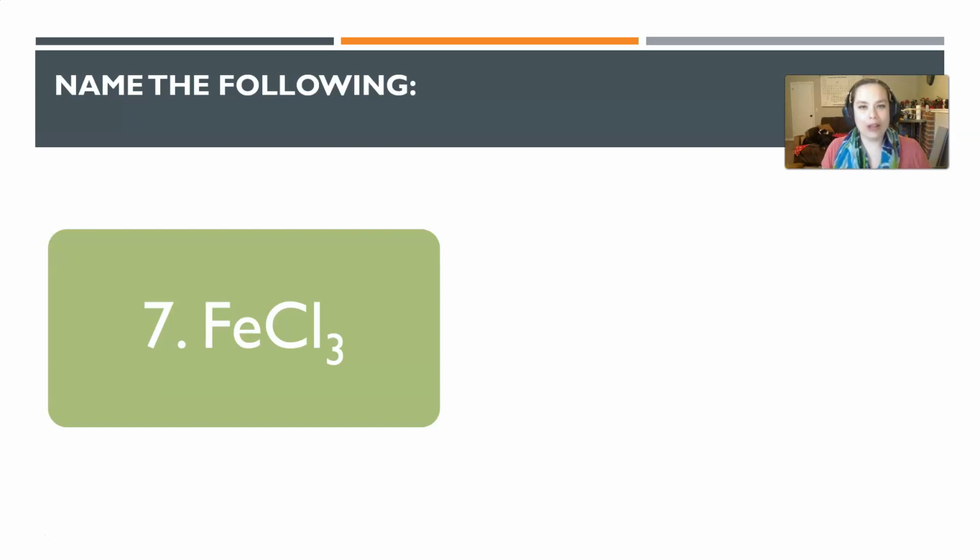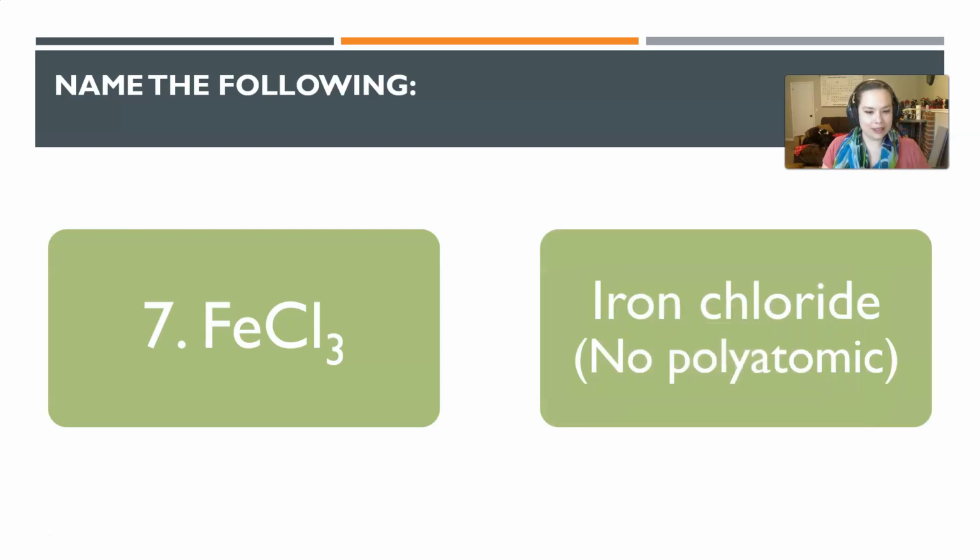There is no polyatomic in this problem, so you're going to use standard ionic naming, which is name of the first element, iron, and then replace the ending of the second element with "ide." So the name for this one is going to be iron chloride. Sorry guys, didn't mean to include any trick questions.